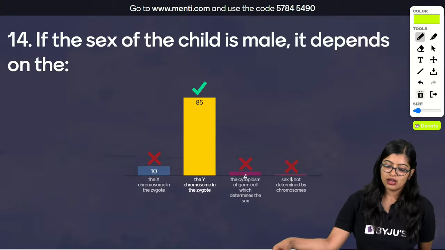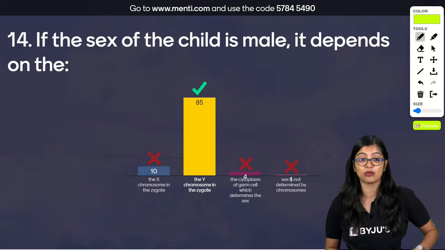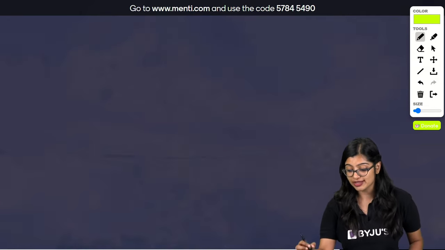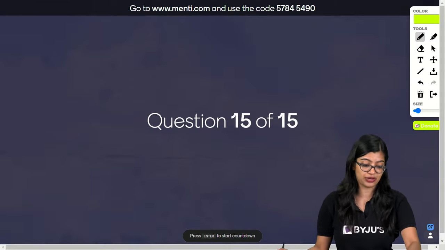See, if the sex of the child is male, what does it depend on? It depends on the Y chromosome in the zygote, right? Y chromosome is what determines if it is male. If Y chromosome is not there, it is female.